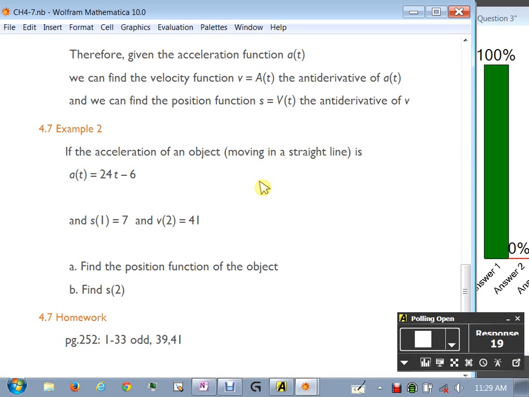We need more information. So what you're often given in a problem is the acceleration function, like this one. And then they give you what are called initial conditions, or some conditions. So I'm telling you, look, there's an object whose acceleration is 24t minus 6. And I didn't say if t is in seconds or anything. I haven't given you any units. Okay, so this is a very generic acceleration function. But I'm telling you, S of 1 is 7. What does that mean?